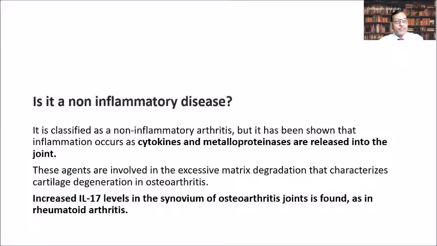The reason is that cytokines and metalloproteinases are released into the joint, and these agents are involved in the excessive matrix degeneration that characterizes cartilage degeneration. Also, researchers have found an increased level of IL-17 in the synovium of osteoarthritis, and this IL-17 is also found in the synovium of rheumatoid arthritis, which is an inflammatory disease.